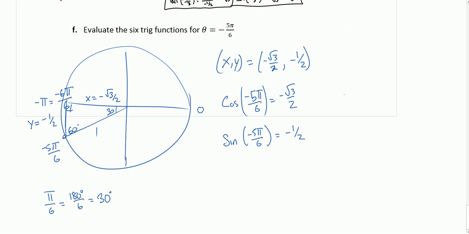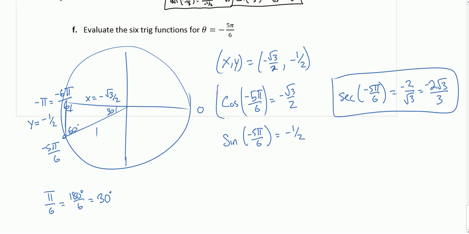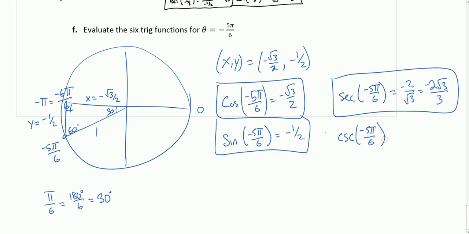The reciprocal of cosine is secant. So we flip over the negative root 3 over 2 and get negative 2 over root 3. Multiply top and bottom by root 3 and you get negative 2 root 3 over 3. The reciprocal of sine is the cosecant. And the reciprocal of negative 1/2 is negative 2.